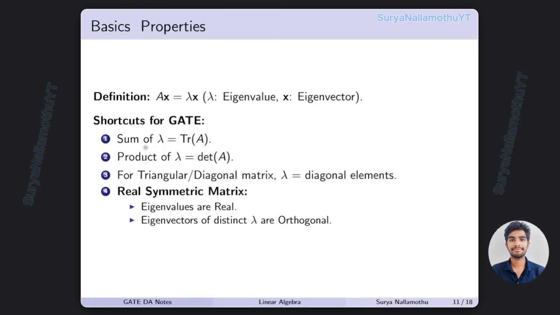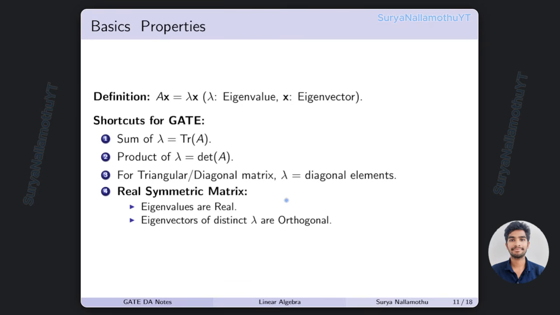Shortcuts for GATE. The sum of the eigenvalues is nothing but trace of A. Before, I said the product of eigenvalues is nothing but det of A. For triangular and diagonal matrices, the eigenvalues are the diagonal elements.